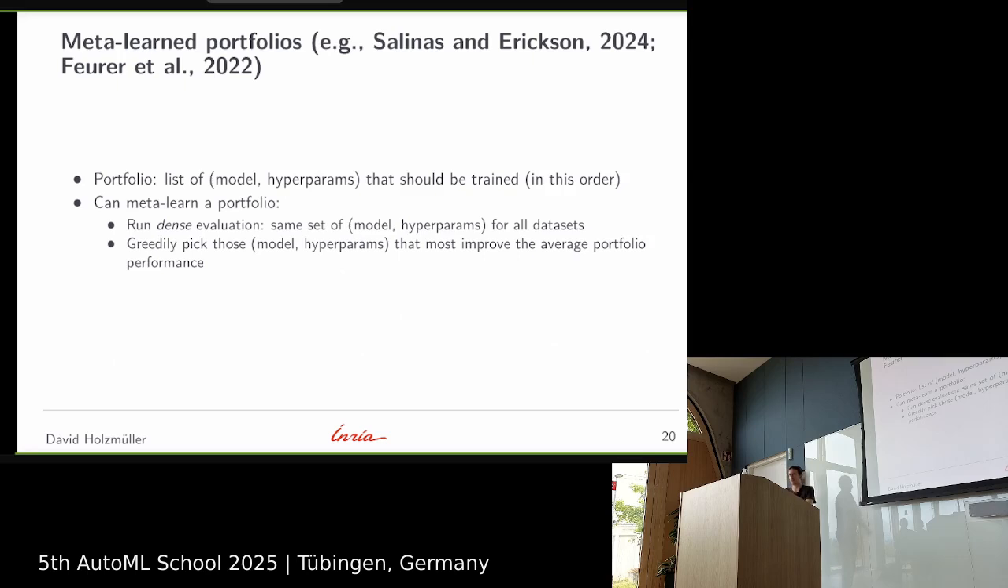Then we might also want to look at portfolios, because we can. You can meta-learn a portfolio, which is a list of model and hyperparameter configs, such that on a new data set, you try all of those, or the first few of those, and then you use these for hyperparameter and algorithm selection. The basic scheme of a portfolio is we run a dense evaluation, which is one of the trade-offs we have to make in how we run the benchmark. So we use the same set of hyperparameters on all the data sets. And then we can just use a simple greedy method to find a good portfolio.